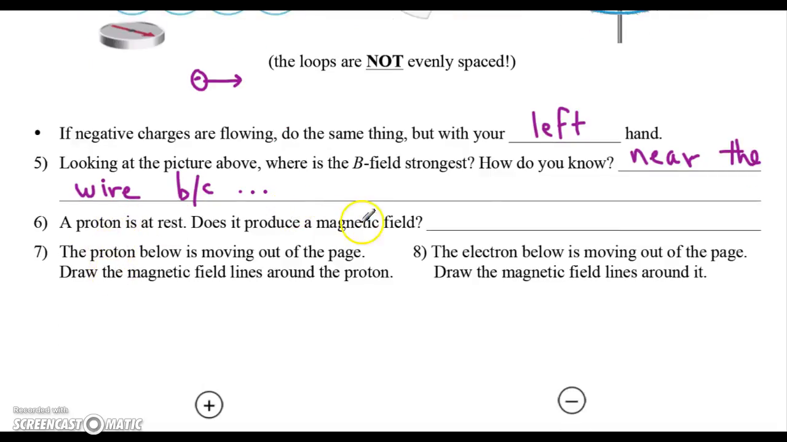A proton is at rest. Does it produce a magnetic field? It's a cylindrical field, right? No! The answer is no. Why? Because it's at rest. For charges to have this effect of producing a magnetic field, they have to be moving. No, because its speed is 0. Or you could just say not moving.